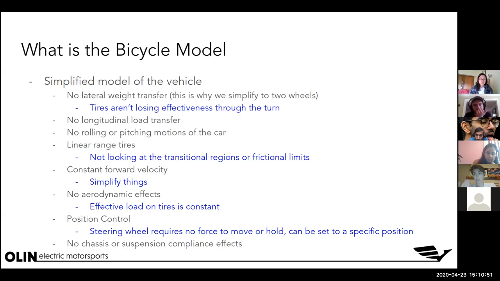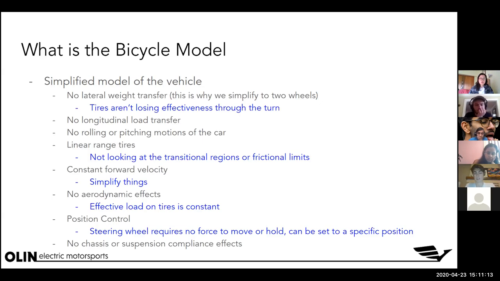We're looking at the linear range of the tires. This is critical. If you remember the tire graph from last time, and I meant to put another one in the slide, I just ran out of time, there's a linear region and then a transitional region where it becomes concave down. We're only looking at the linear region of the lateral force versus slip angle curve.